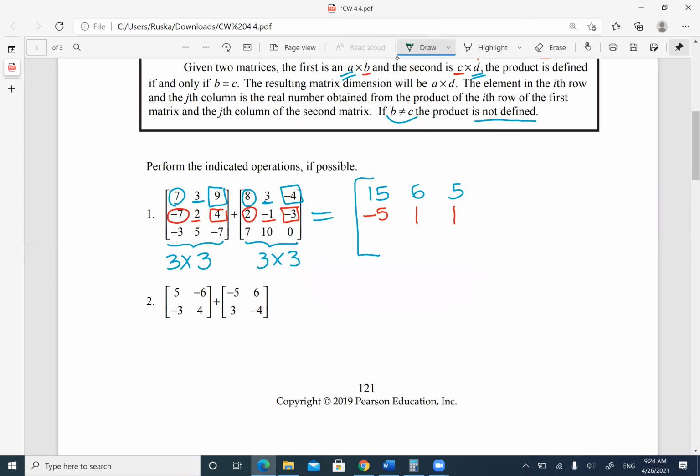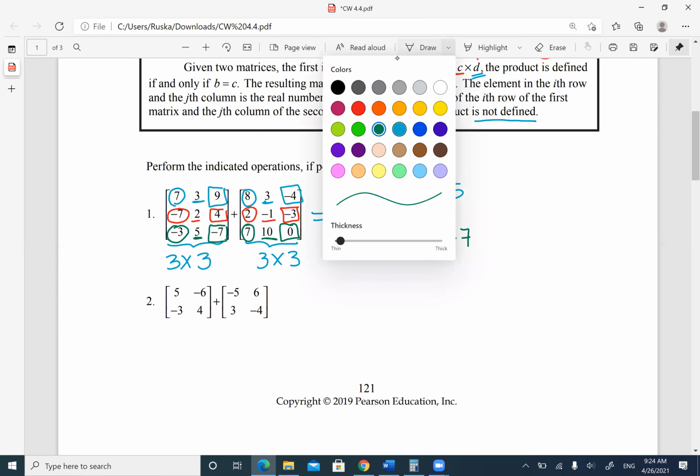Then the next row, the last row, is negative 3 plus 7, which is 4. And then 5 plus 10 is going to be 15. And then you're doing the last two numbers, negative 7 plus 0 is negative 7. And that's my final answer.